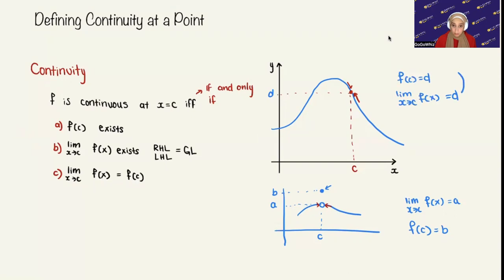We can see that this one actually fulfills the first two: the function exists at c, the limit exists at c and it's equal to A, but these two values are not equal. So that's why it doesn't fulfill this last condition. And remember, we said it's an if and only if condition where all three of these have to be true in order for it to be continuous. So this function over here is not continuous, but this function is.